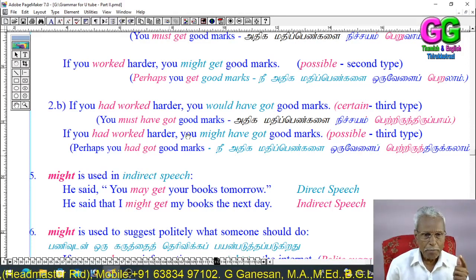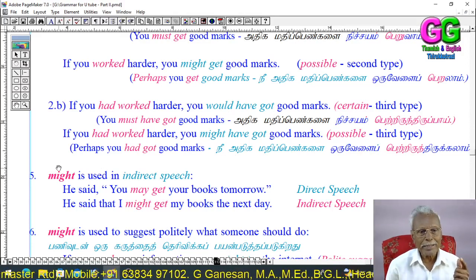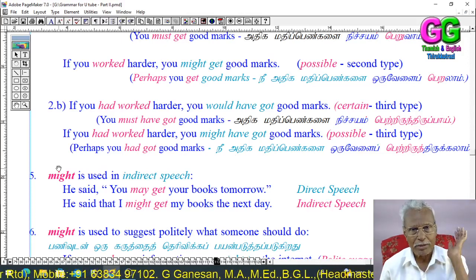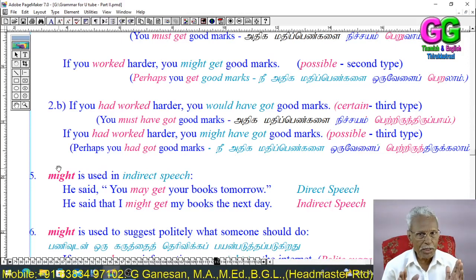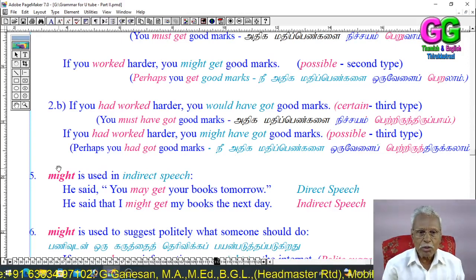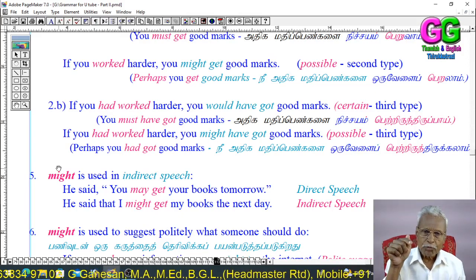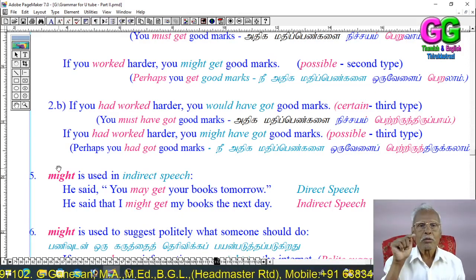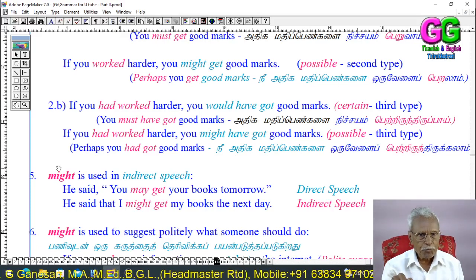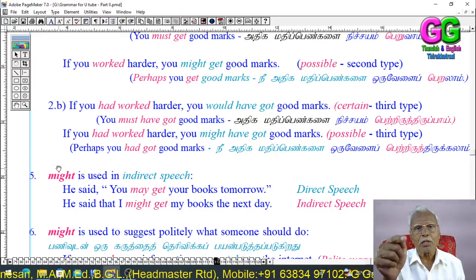But when we use might, perhaps you got good marks. When you use might, it means perhaps you had got good marks. Would, you must have got good marks. Might, perhaps you had got good marks.